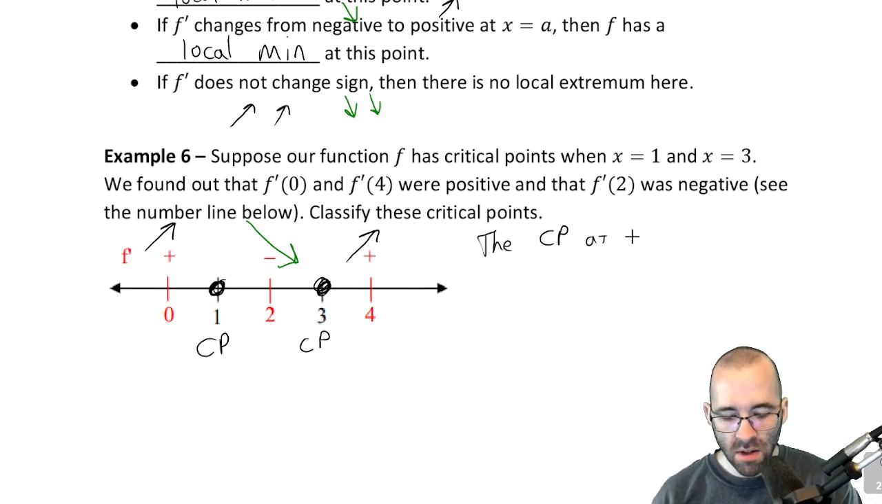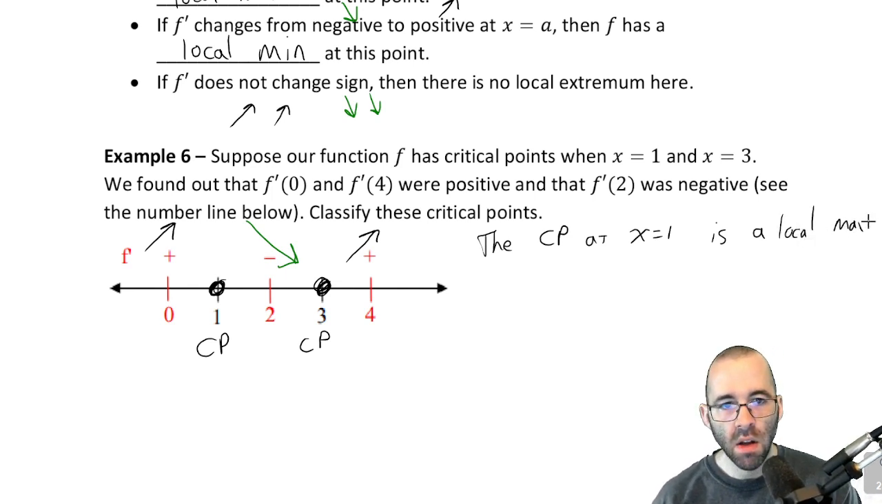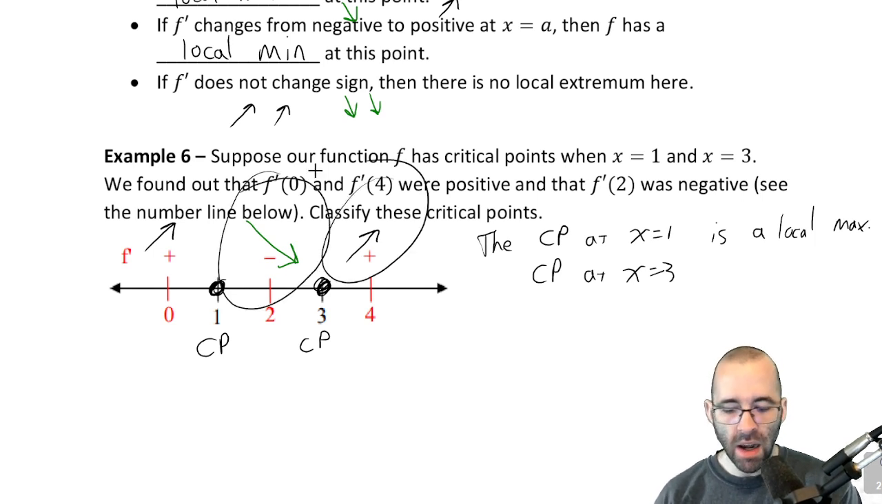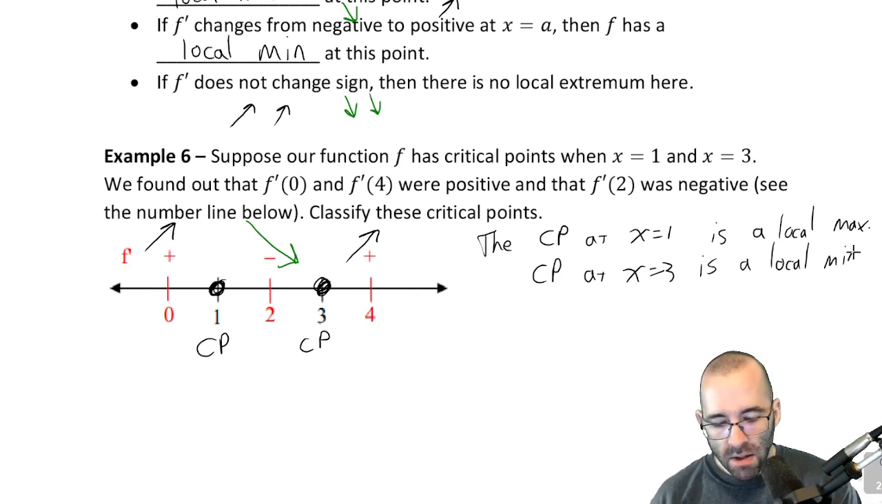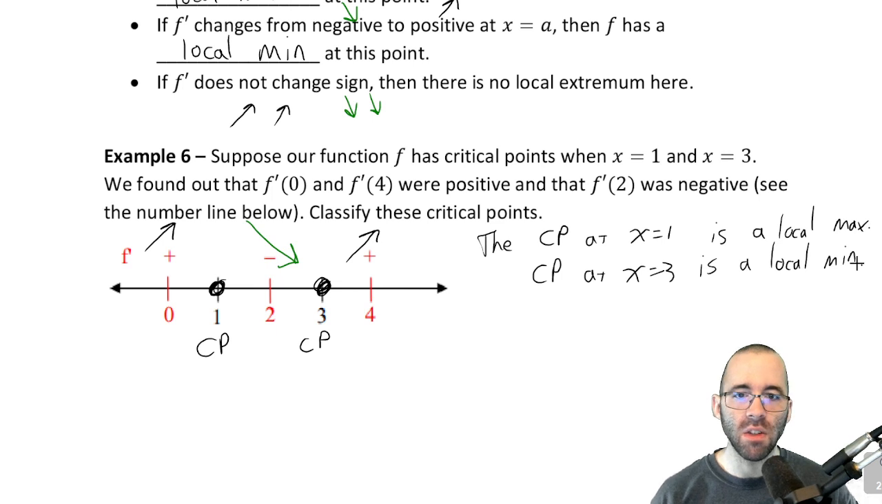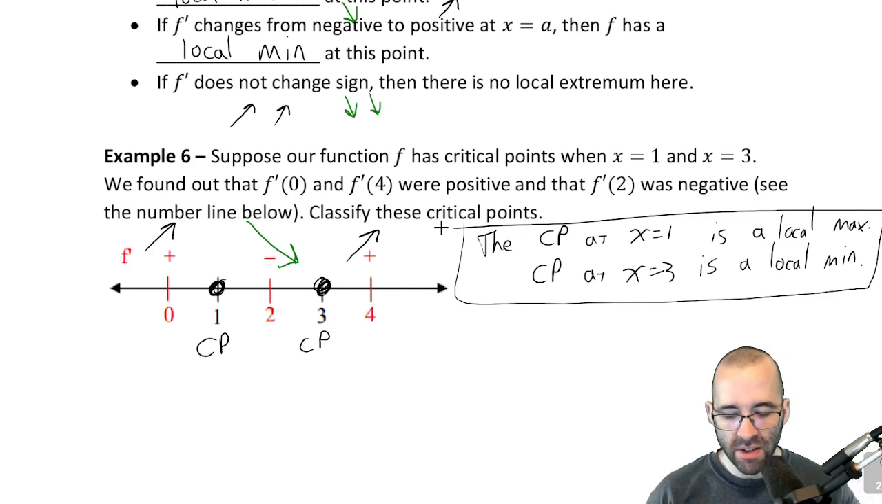The critical point, where x equals 1, what is that? Well, it's going up, and then we're going down. That's a local max. Similarly, the critical point at x equals 3, well, it's going down and then going up. There we go. It's a local min. Technically, this logic does require continuous functions. Otherwise, you can get weird things without continuity, but we'll mostly be dealing with continuity for this stuff.